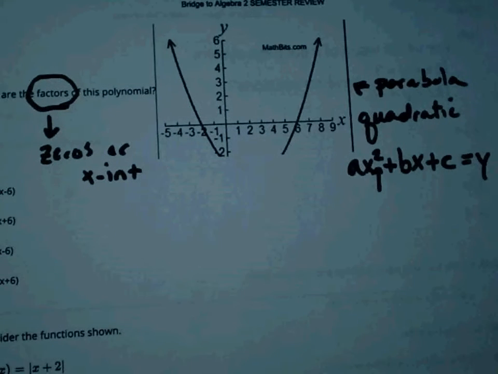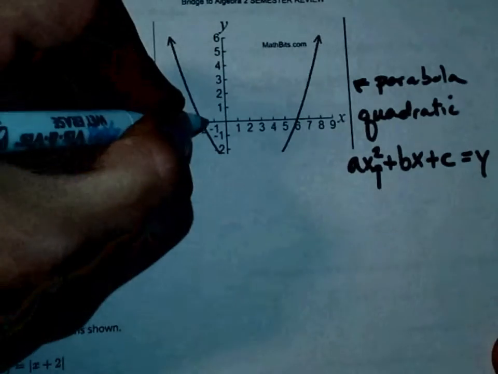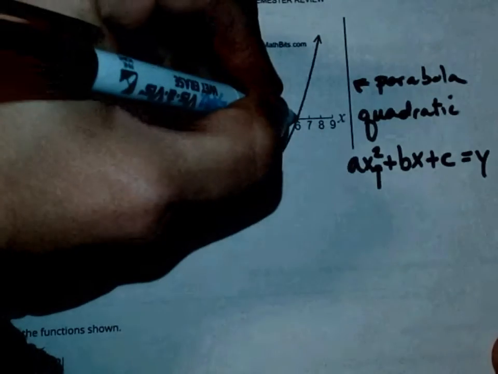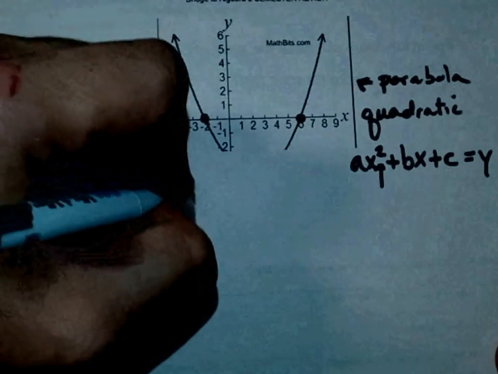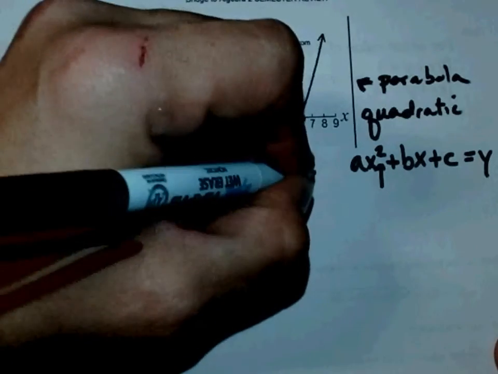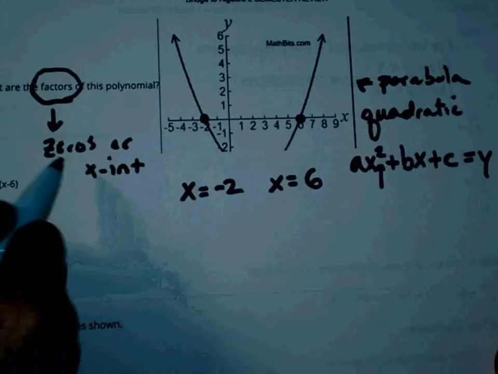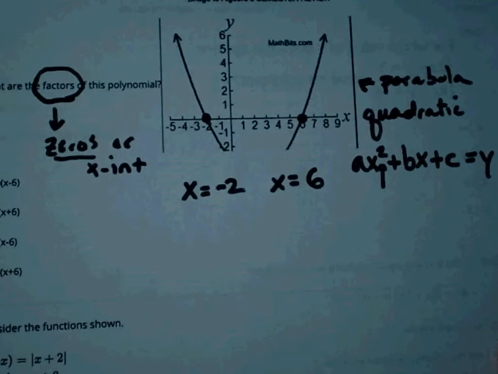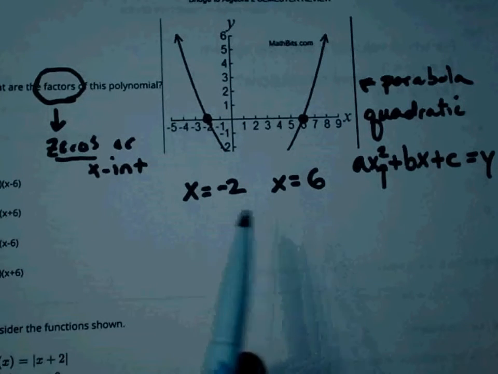And so what are the x-intercepts of this graph? Can you see them pretty plain as day? Yeah, there's one right here, and there's one right here, right? And so with that, we know that x equals -2, and we know that x equals +6, correct? So now, why do we call them the zeros? Because that's where the y is 0. Very good.